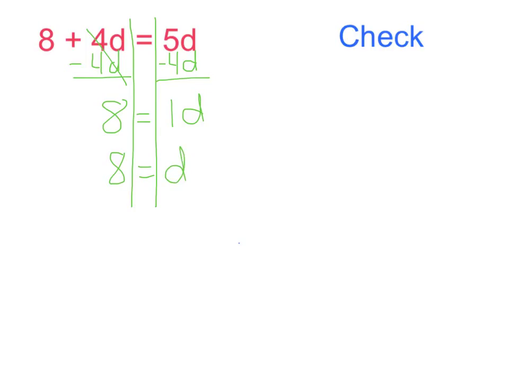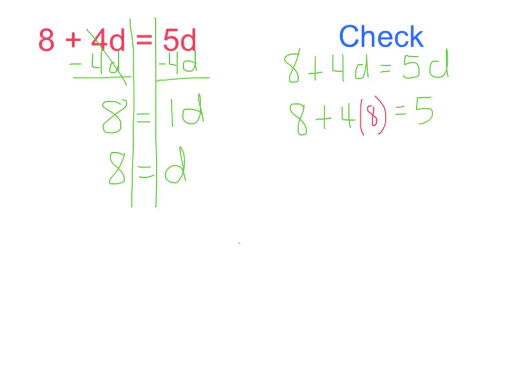So now we can check our answer. Rewrite the original equation. Every time you see the letter d, instead of writing d this time, we're going to replace it with our answer, which is 8. So then times 5 times 8.